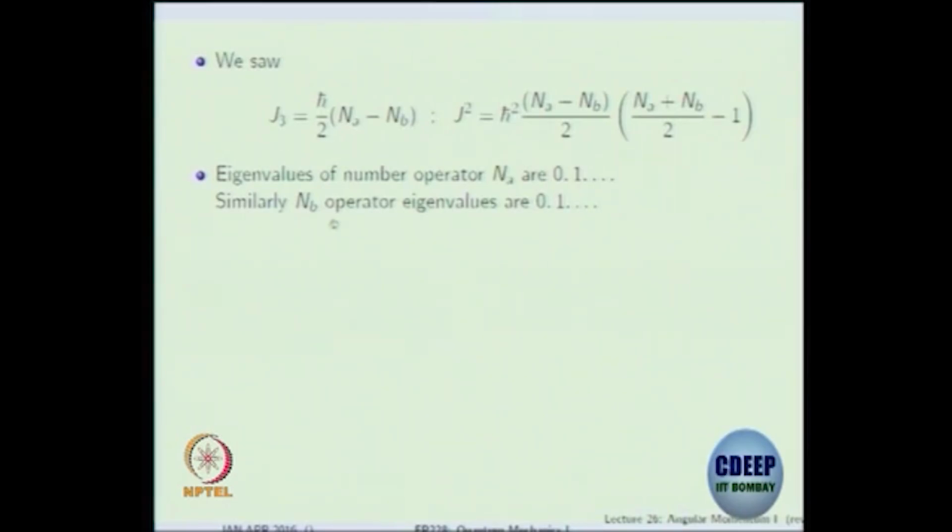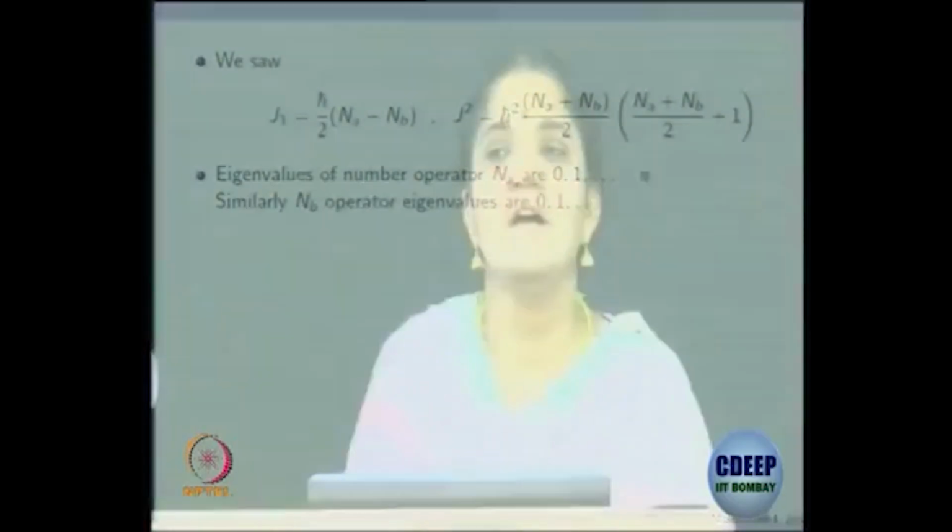Similarly, the number operator for the B oscillator is also similar. They are independent. It's not required that if you find the number operator eigenvalue of Na to be in the first excited state, the number operator Nb can be in the second excited state or some other excited state or ground state. They are independent oscillators.